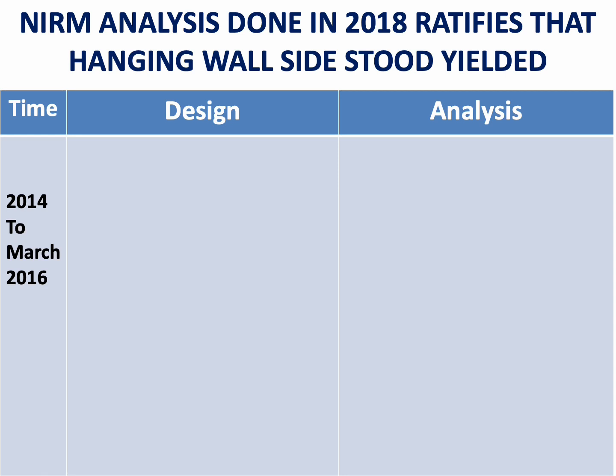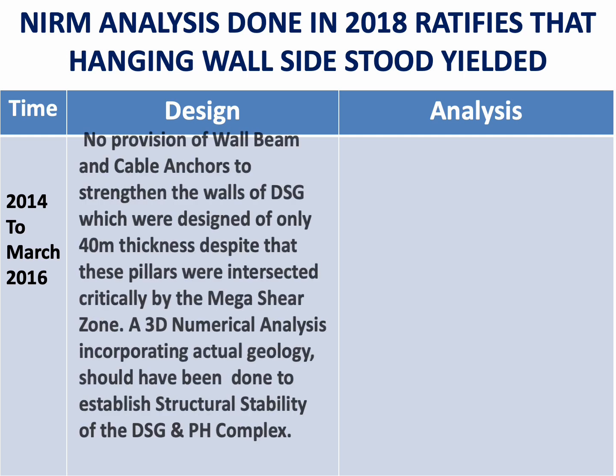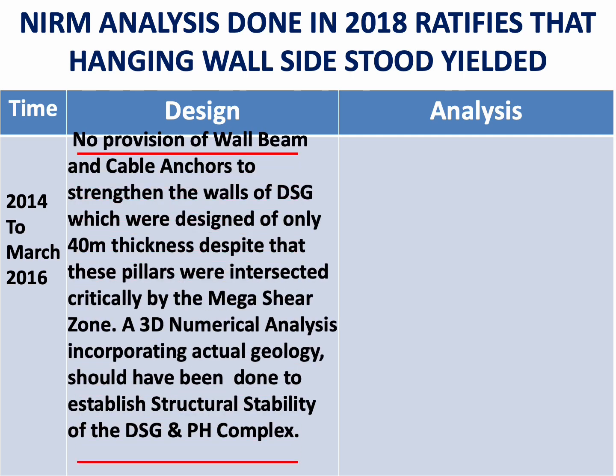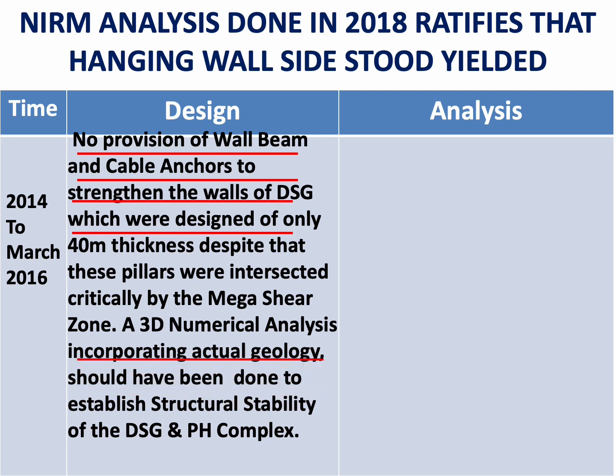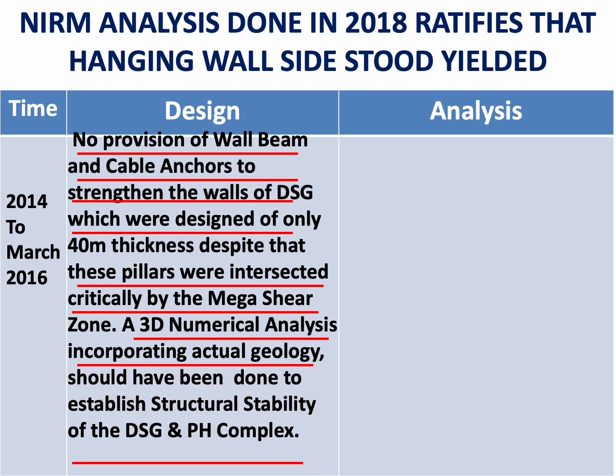The NIRM analysis done in 2018 ratifies that the hanging wall side stood yielded. There was no provision of wall beam and cable anchors to strengthen the wall of the downstream surge gallery, where the pillars were designed with only 40 meter thickness, despite the fact that these pillars were intersected critically by a mega shear zone. A 3D numerical analysis incorporating actual geology should have been done to establish structural stability of the Downstream Surge Gallery and powerhouse. It should have been done between 2014 and March 2016, but it was not done.